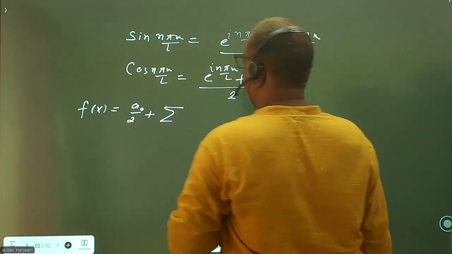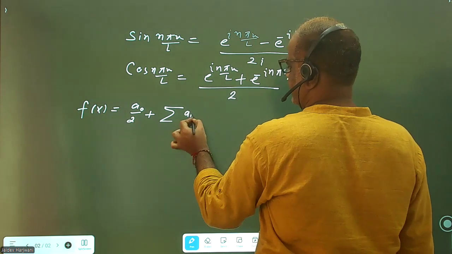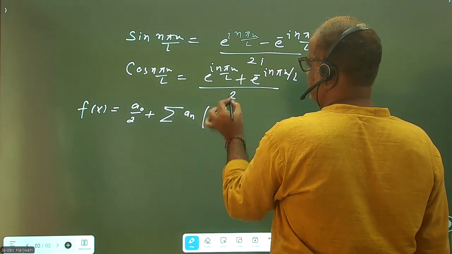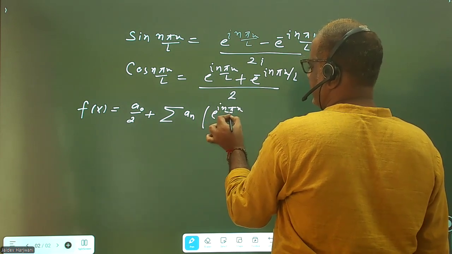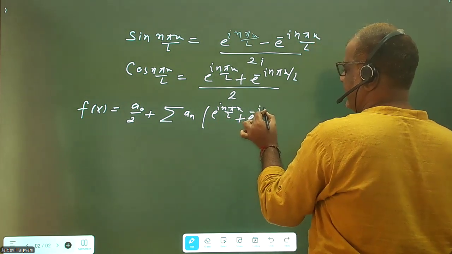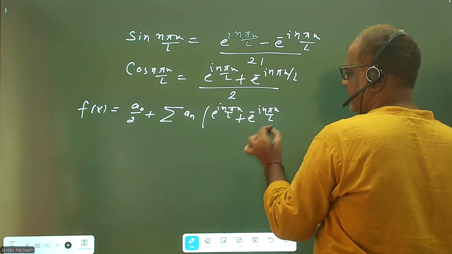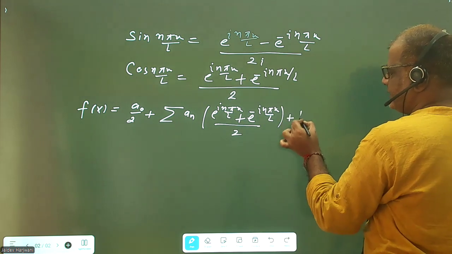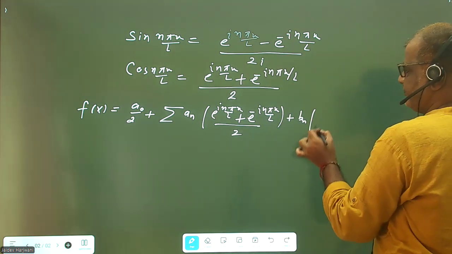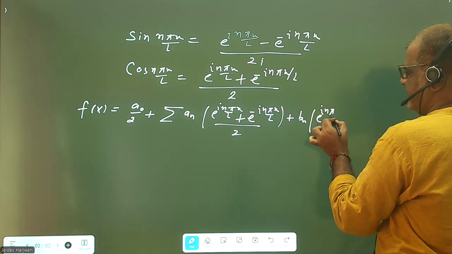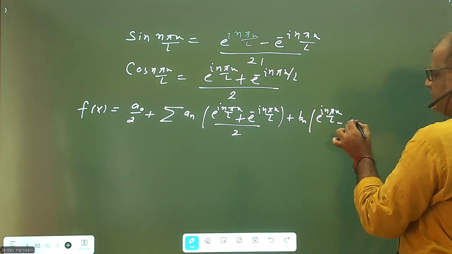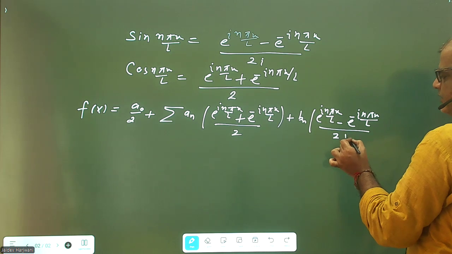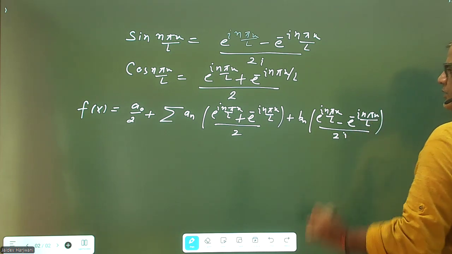Now you have an times e power iota n pi x upon L plus e power minus iota n pi x upon L, upon 2, and you have bn times e power iota n pi x upon L minus e power minus iota n pi x upon L, upon 2 iota.